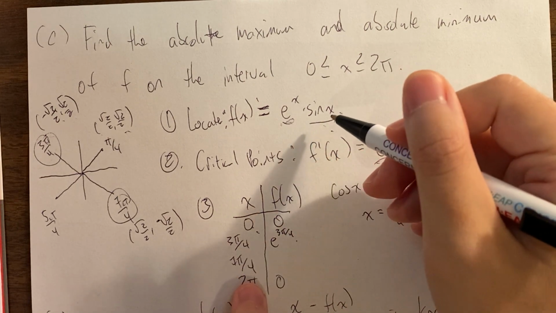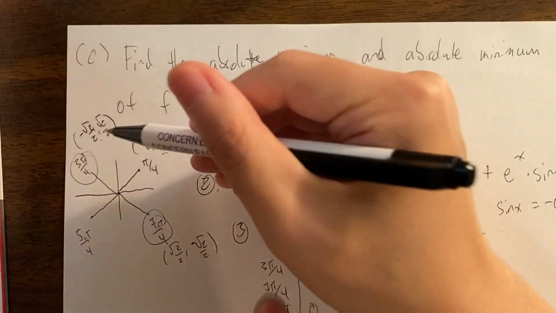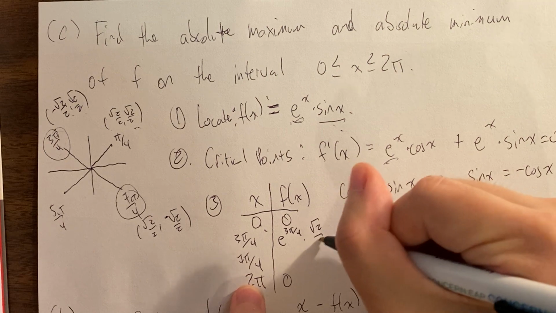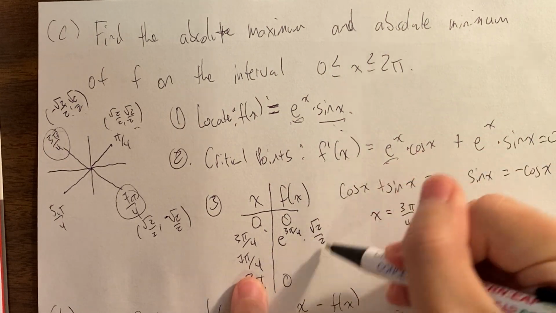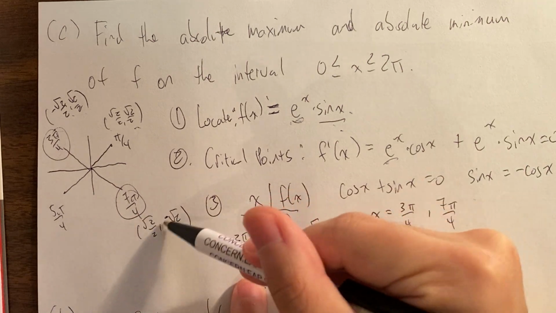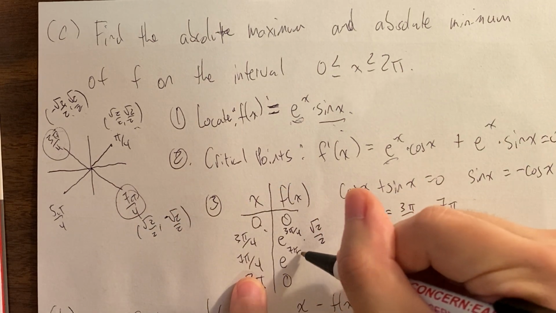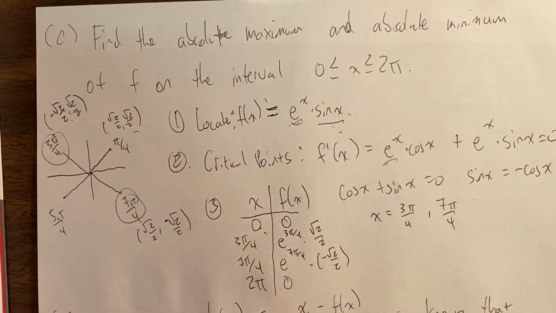And then sine of 3 pi over 4 is square root of 2 over 2. So that's going to be square root of 2 over 2. Then when you plug in 7 pi over 4, it'll be the same thing, sine of 7 pi over 4, but it's the negative because it's the y-coordinate. So it's going to be e to the 7 pi over 4 times negative root 2 over 2. How lovely. And we are done.